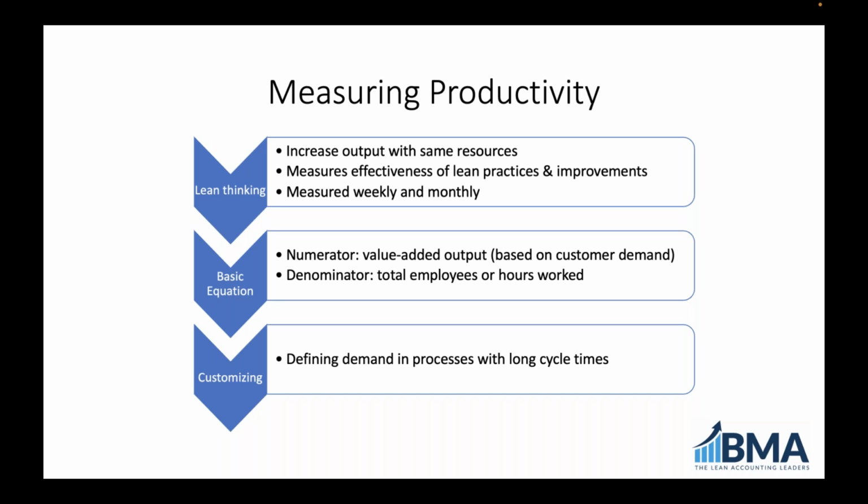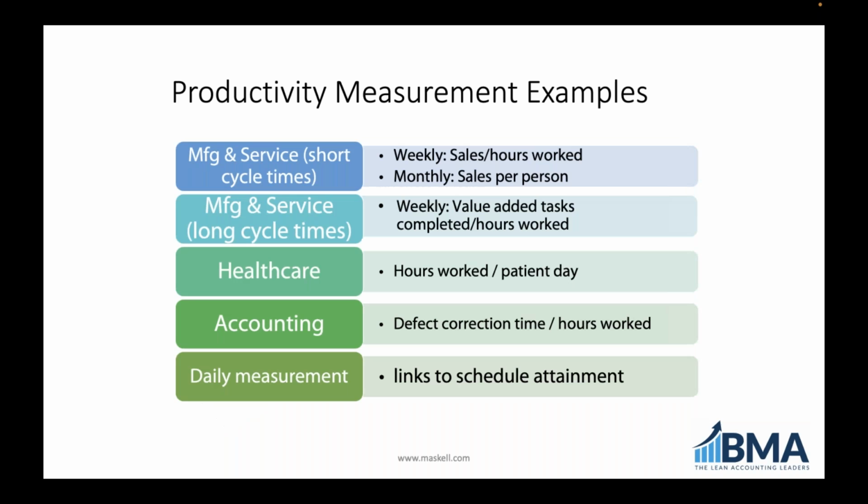Again, you can sell and ship more, or you can deliver more services with the same number of people. Because you've eliminated the waste, the people have more time to spend on value-added work. Now, much like on-time delivery, you have to define what value-added output or demand is in processes with long cycle times, because you're not actually shipping a product or delivering a service.